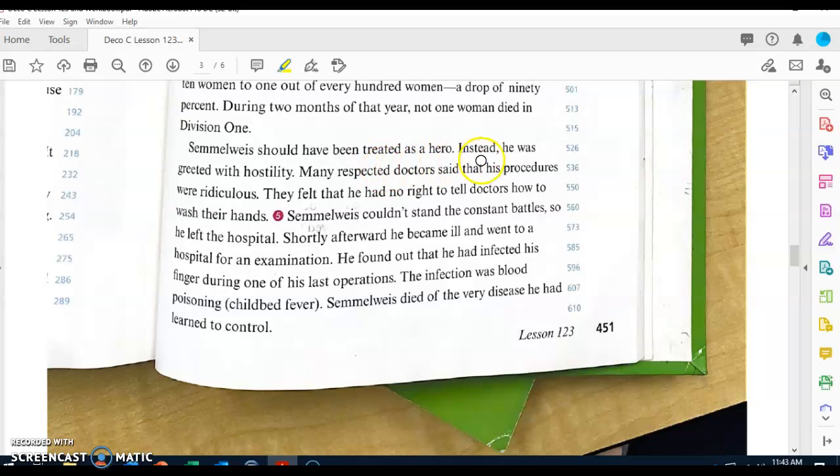Semmelweis should have been treated as a hero. Instead, he was greeted with hostility. Many respected doctors said that his procedures were ridiculous. They felt that he had no right to tell doctors how to wash their hands.